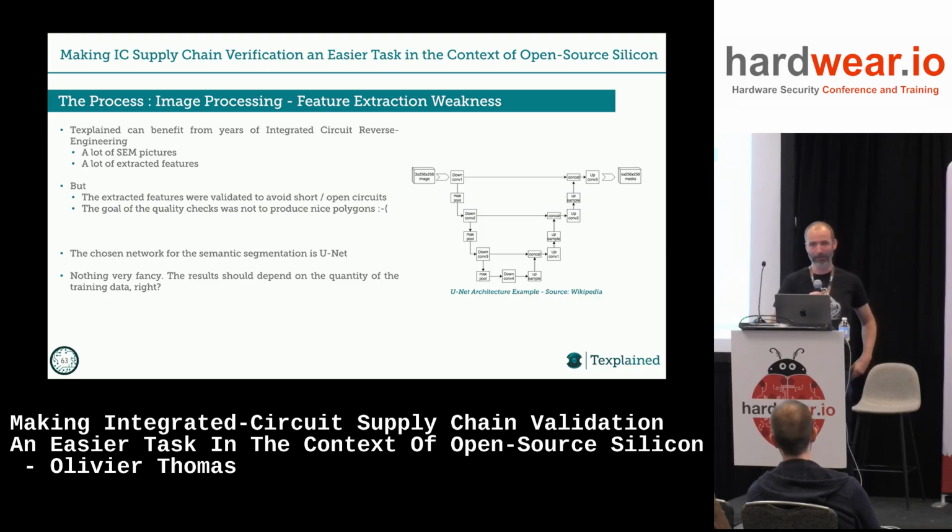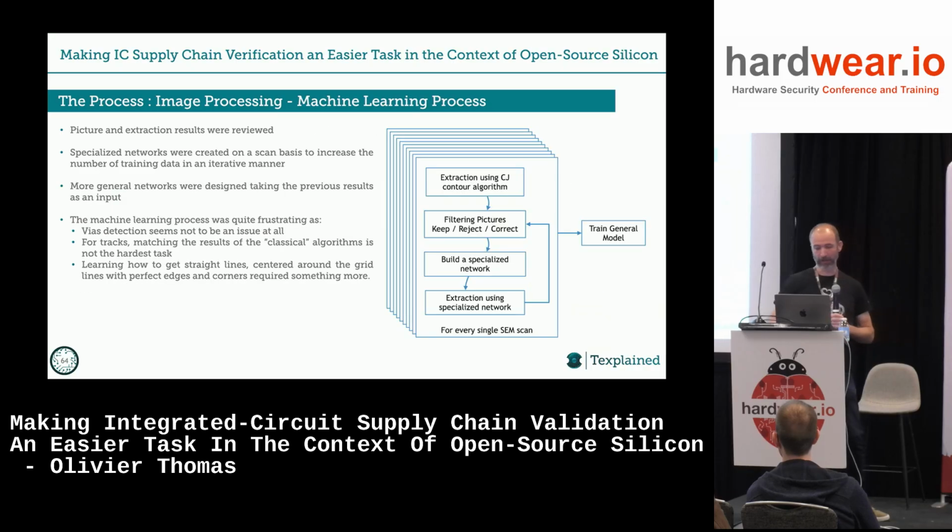I've been looking at chips for the last 20 years. So that's a lot of pictures. That's a lot of extracted features. Maybe they are not so great because, in fact, the pictures were corrected, but the goal was to remove short circuits or open circuits, not to have very nice lines and stuff like this, you know. But you know what? We were thinking, if you have enough data, maybe it will average out or something. So let's use a network like UNet and do the thing. And then that's frustrating, I would say.